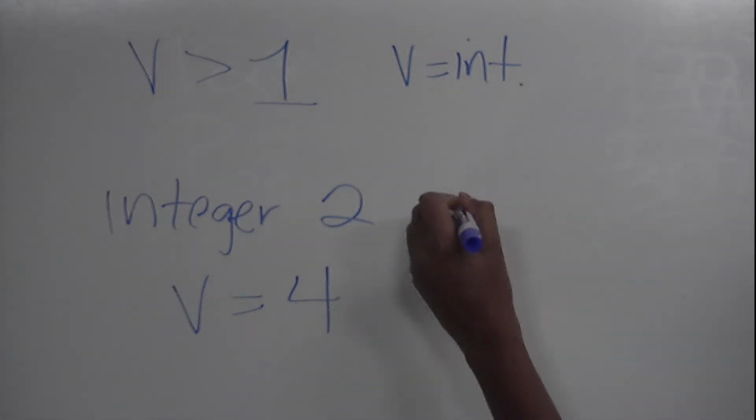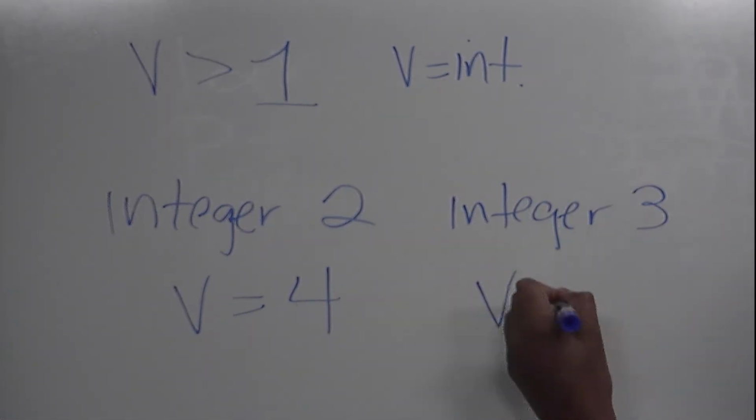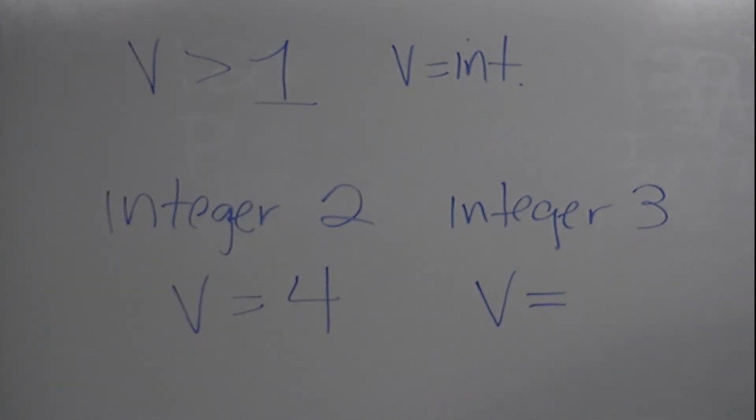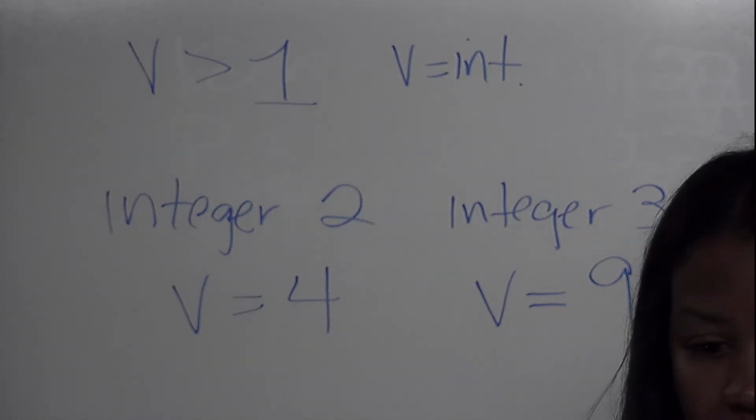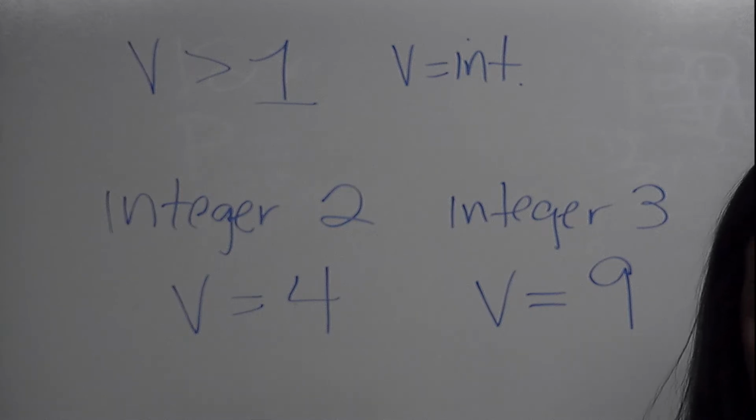If we had another integer 3, for example, the square of 3 is 9. So it's another example of what v could be. And the question says, if v is the square of an integer, which of the following numbers must also be the square of an integer?